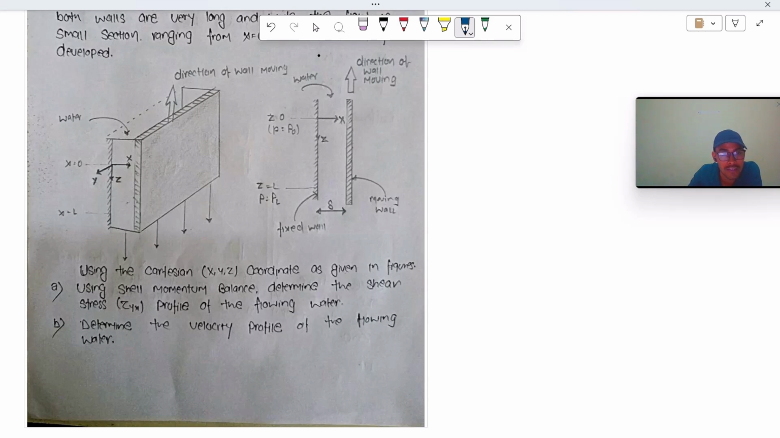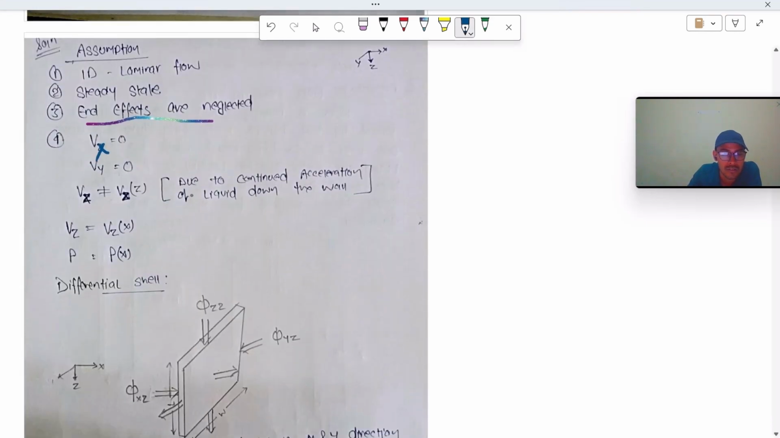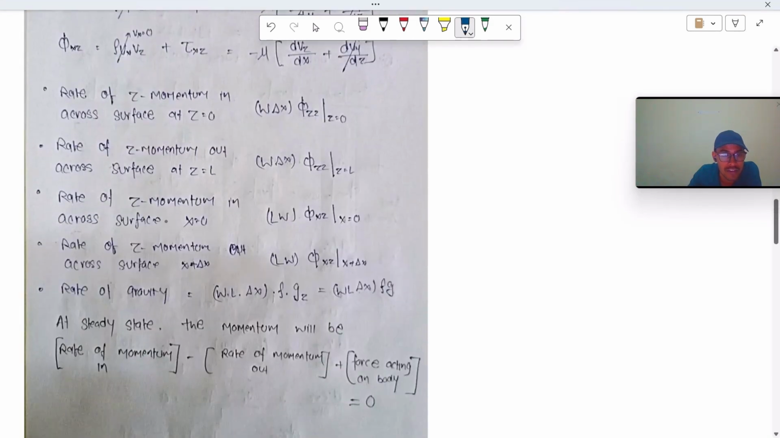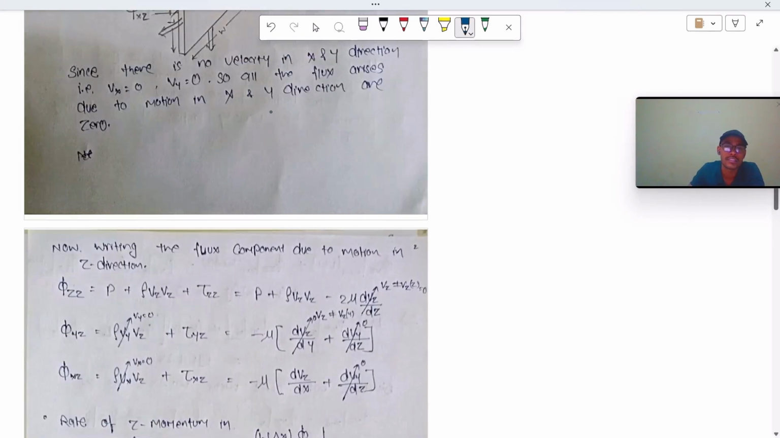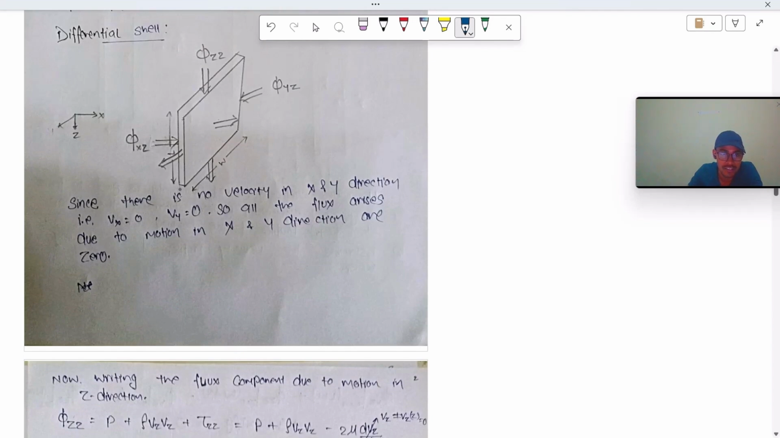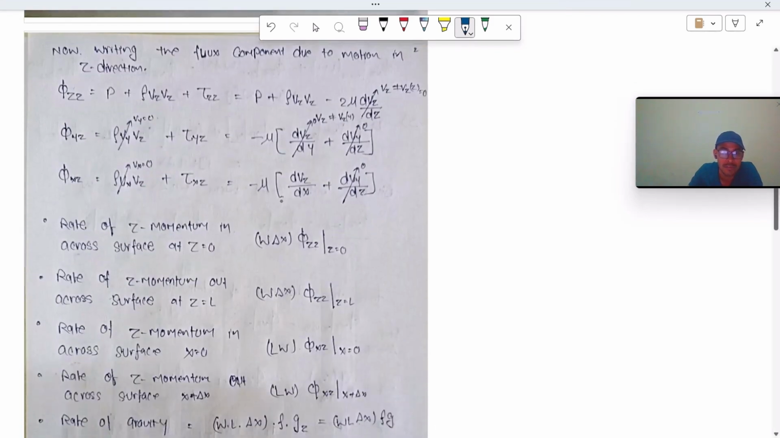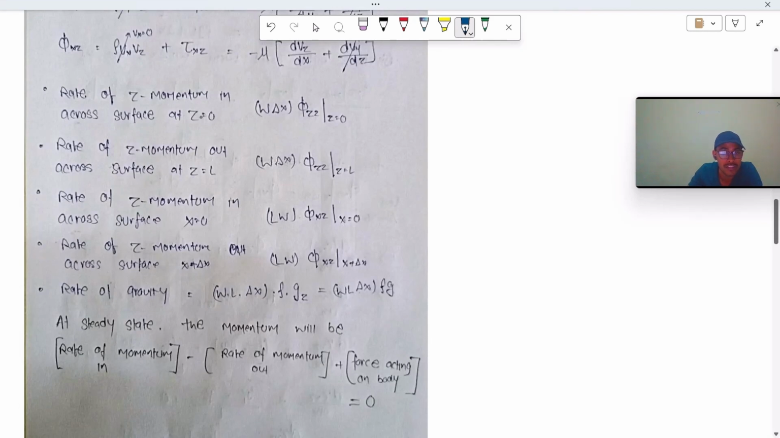Similarly, we can write for x, that is, in at x and out at x plus delta x. So this is our momentum balance, which we had written like flux into area, that is, the cross-sectional area, the area perpendicular to the flow. In this case, we can see that this is our system in the z direction, and for this the cross-sectional area is this width into this thickness delta x. Similarly, we have written for at z equal to L and z equal to 0 also.